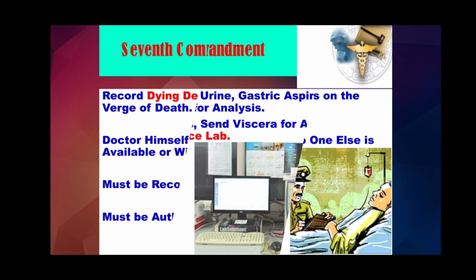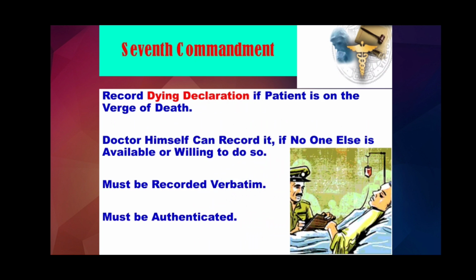All right, seventh commandment says, record dying declaration if the patient is on the verge of death. Very important. Sometimes the person who is dying, especially if the death is related to foul play, may say something that's of vital importance to investigation. He may be able to give some clue as to who did it, the culprit, and these can be investigated by the police, and such information is said to be vital to the case.